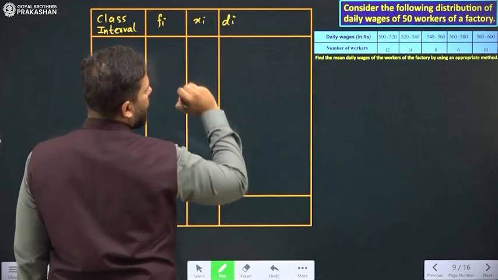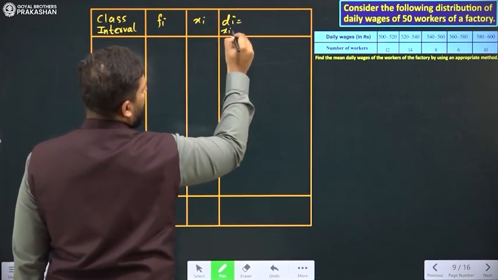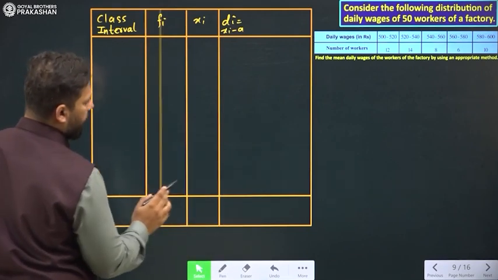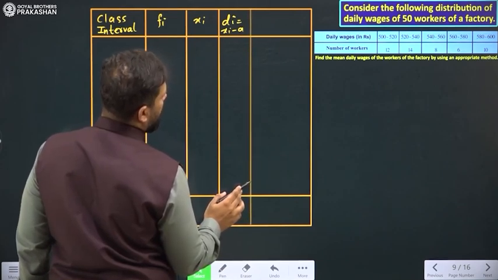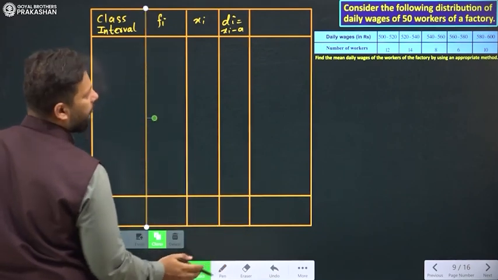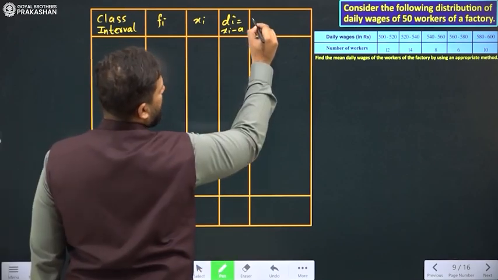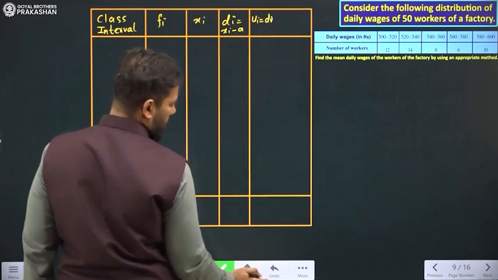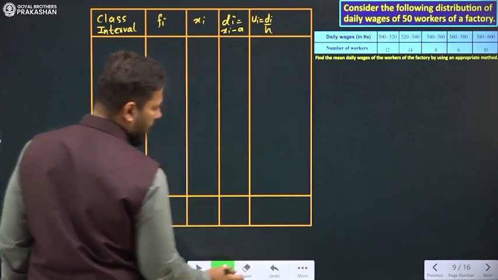And what is Di? We know it is Xi minus A. I'll write it over here. It is Xi minus A. Now we need to further have a few more columns. The next column is going to give us Ui. What is Ui? Ui is the division of Di with the class height. We'll also discuss that. Just a minute. So Ui is equal to Di upon H, where H stands for the class height.